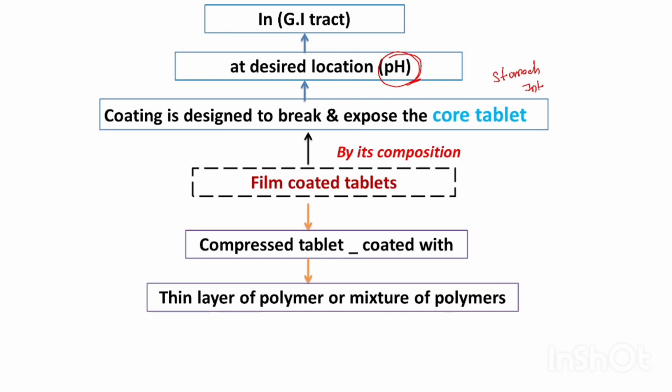In the intestine we have a different pH. So here the pH condition is different, and here also the pH condition is different. So depending upon the pH, we choose the polymer which is suitable for the specific pH. There only the tablet will disintegrate, designed to break and expose the core of the tablet, mostly in the GI tract, right? It is also a compressed tablet coated with a thin layer of polymer, a simple polymer or a mixture of polymers, to make it film coated, right?